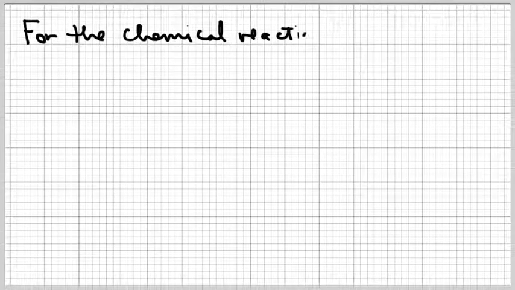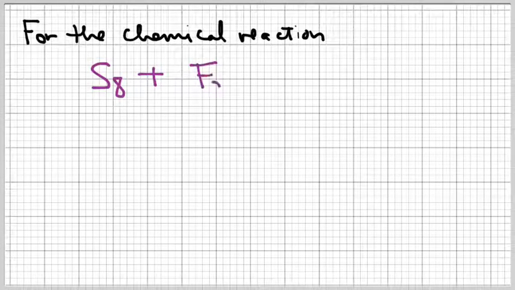Okay, this problem is going to be a little more involved. It will involve limiting reagents, and also we'll talk a little more about excess reagents. So let's look at the chemical reaction first that we're going to be dealing with. And here you see, looks like a synthesis reaction.